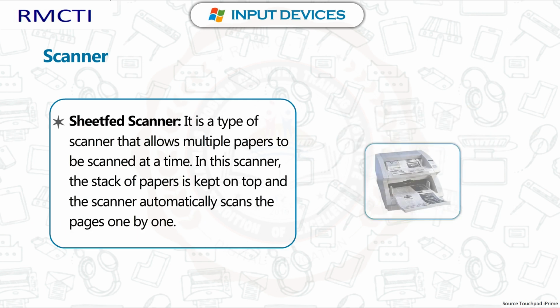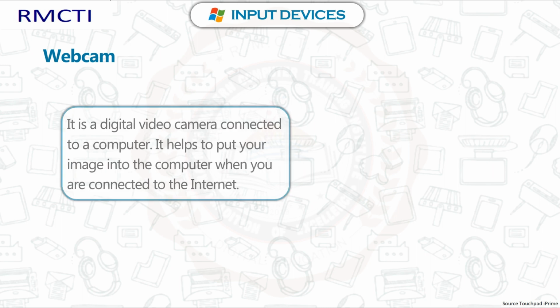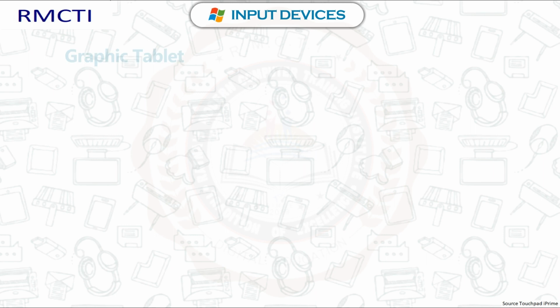Sheet-fed scanner. It is a type of scanner that allows multiple papers to be scanned at a time. In the scanner, the stack of papers is kept on top and the scanner automatically scans the pages one by one. Webcam. It is a digital video camera connected to a computer. It helps to put your image into the computer when you are connected to the internet.